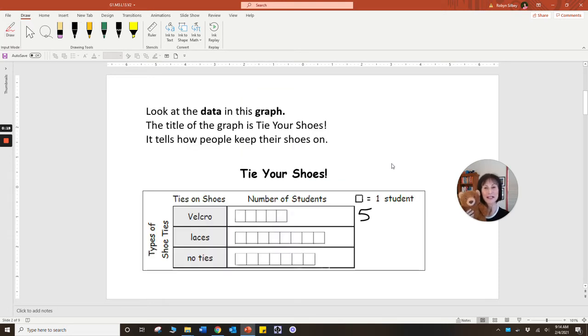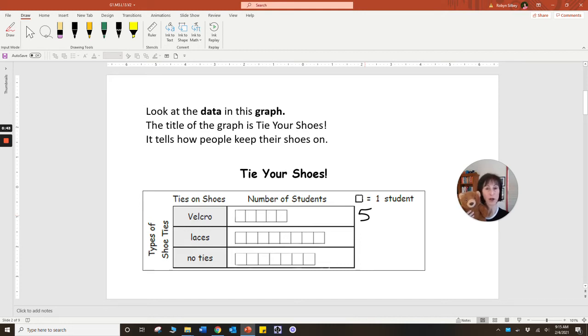Look at the data in this graph. The title of the graph is Tie Your Shoes. We're going to look at how some children keep their shoes on. We notice that there are 5 blocks right here that show that children used Velcro. So we have 5 at the end of this row to remember how many there were.